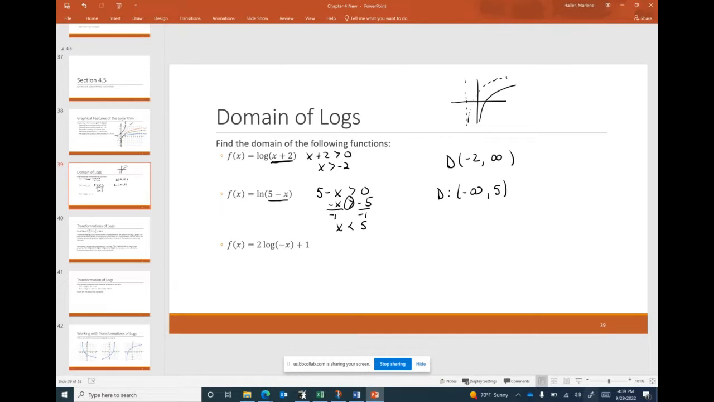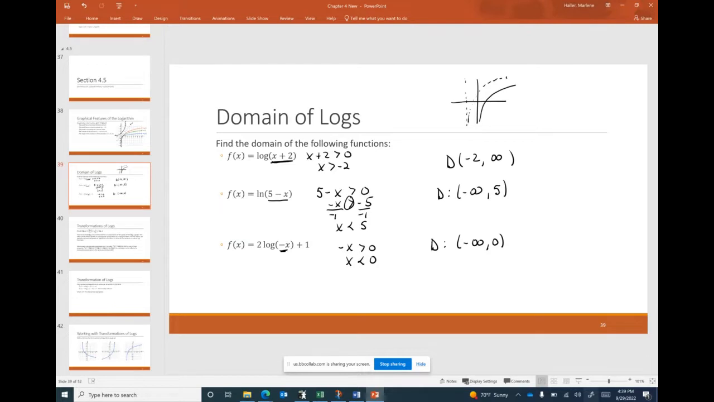Okay, one last thing. One last one in here. Look at that domain. That's just a horizontal reflection, right? Flip him over. So that's going to be negative infinity to 0. But I can always solve for that algebraically. I say negative x has to be greater than 0. Multiply both sides by negative 1, flip my inequality. And there's my domain, negative infinity to 0.